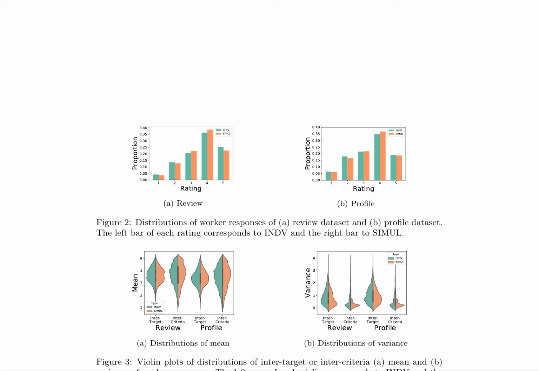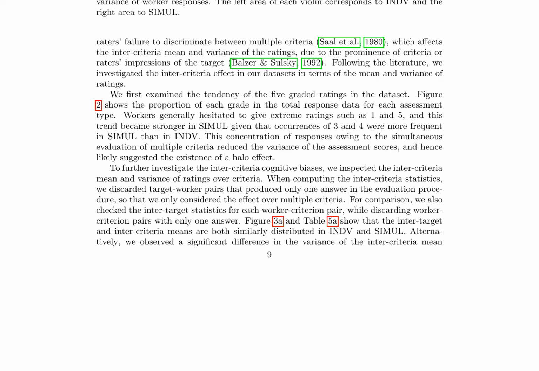To further investigate inter-criteria cognitive biases, the study examined inter-criteria and inter-target mean and variance of ratings. The results show similar distributions for inter-target and inter-criteria means in both INDV and simul datasets, but with a significant difference in the variance of the inter-criteria mean, indicating higher variability in the simul dataset. This increased variability is attributed to raters' inability to effectively discriminate between multiple criteria, a phenomenon observed in previous literature.